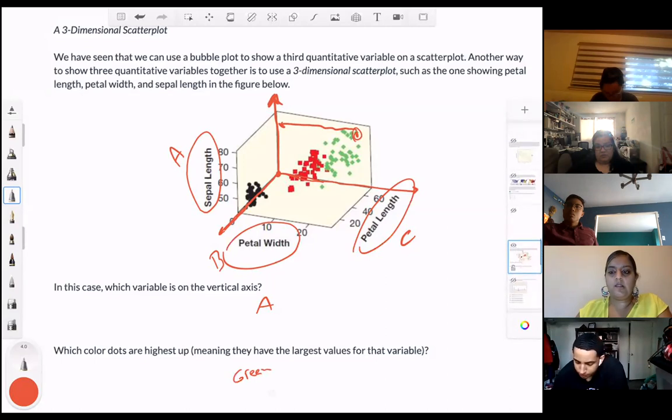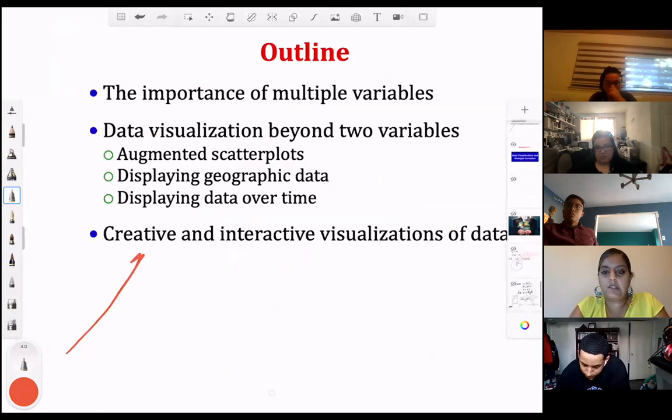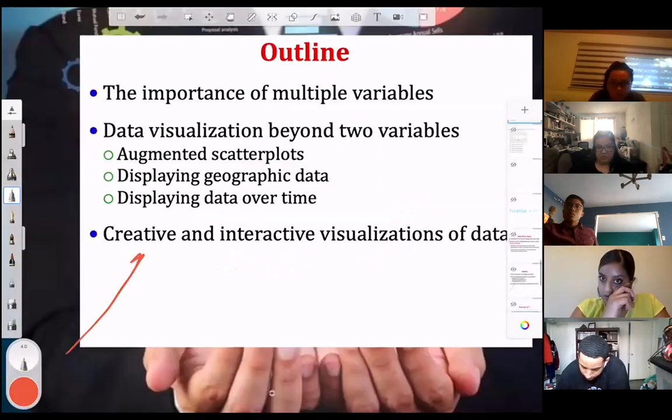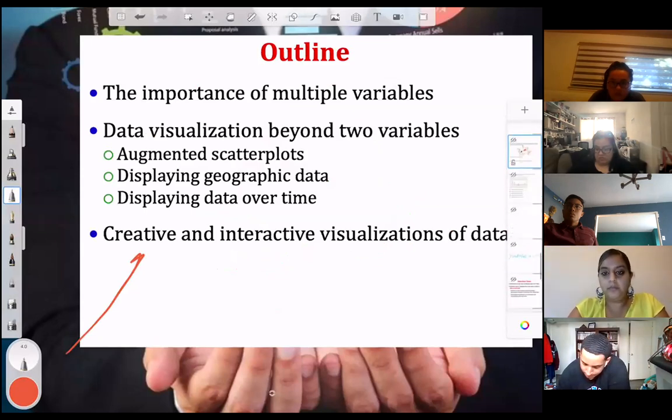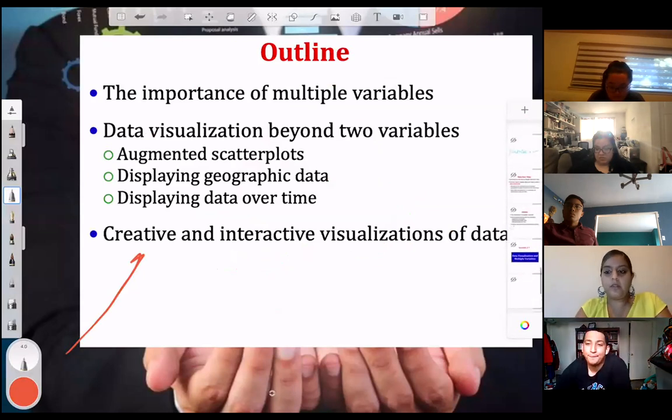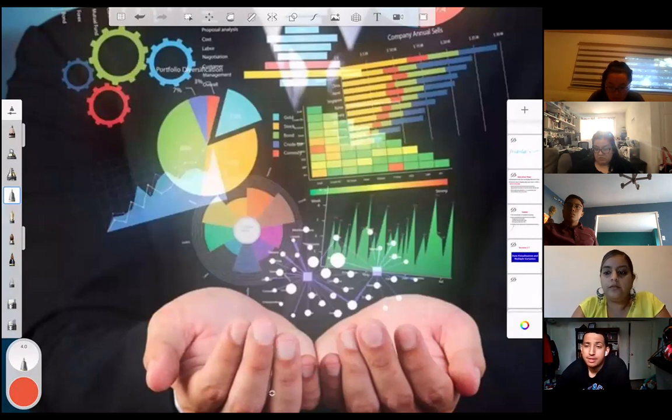Let's have another visualization. So back to, where is that? Back to this graph.